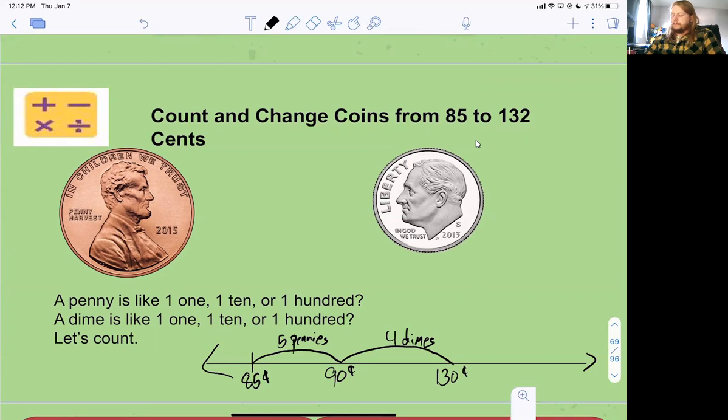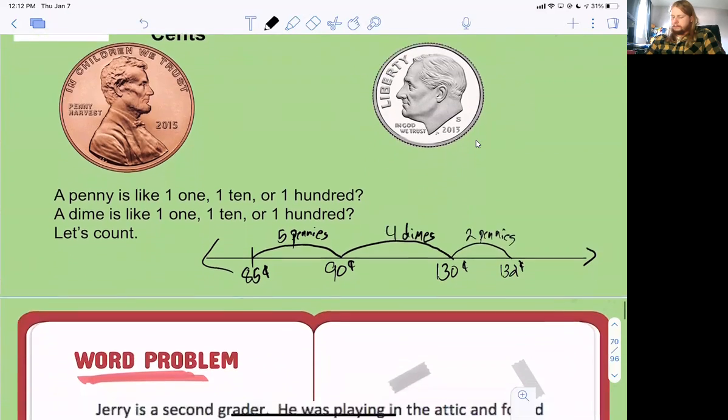Now, we have 130, but we need to go back to pennies. Why do we need to go back to pennies? Because we have a 2 at the end of the 130. So what I'm going to do is add the extra 2 pennies, which will get us to 132 cents.